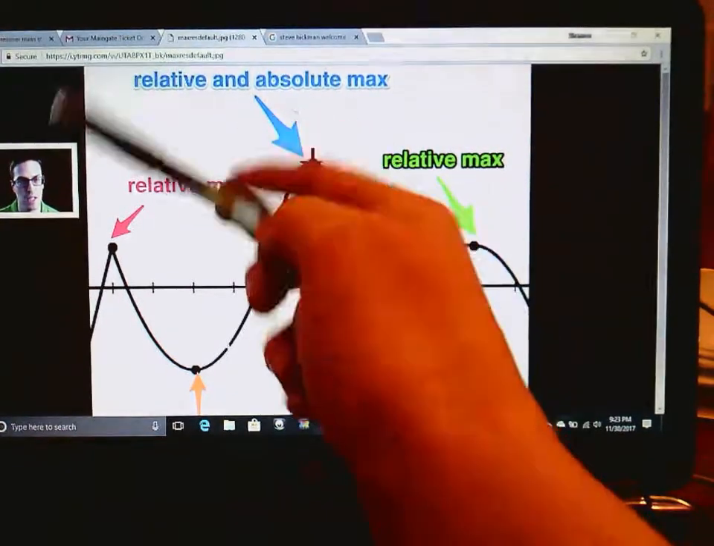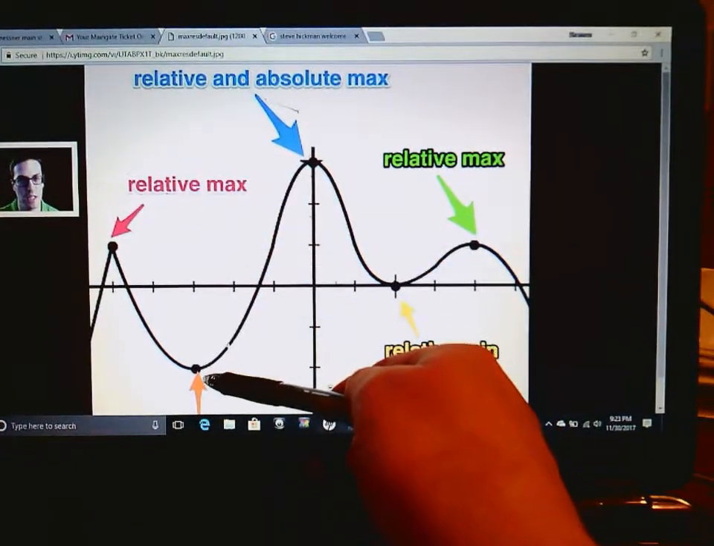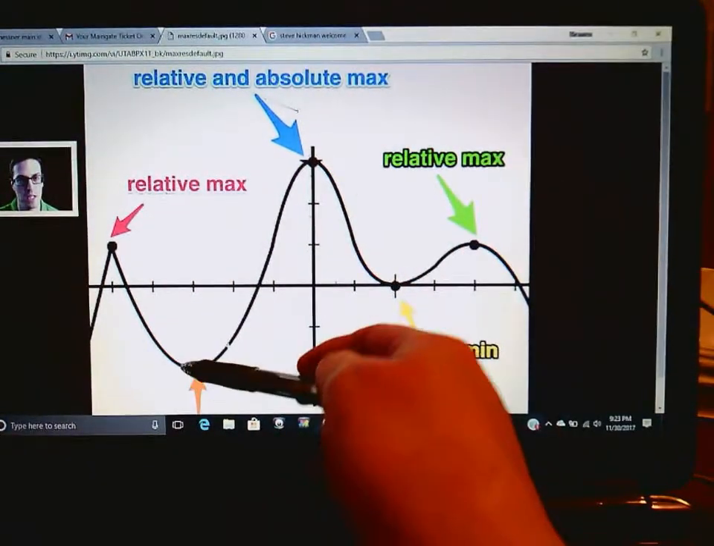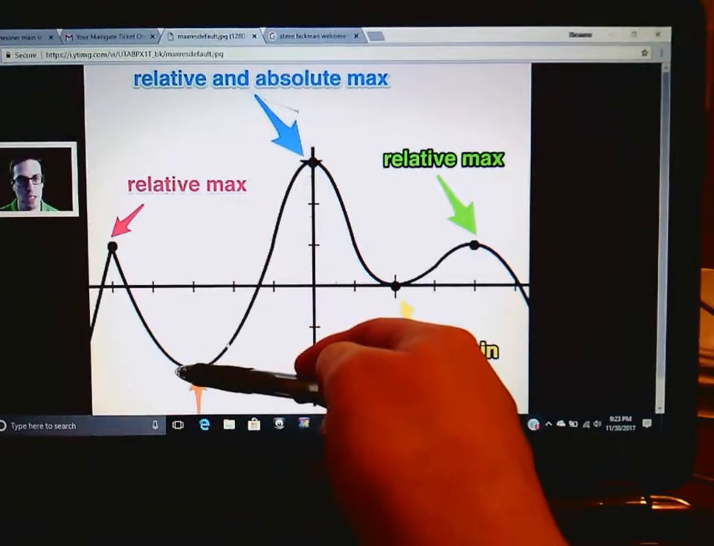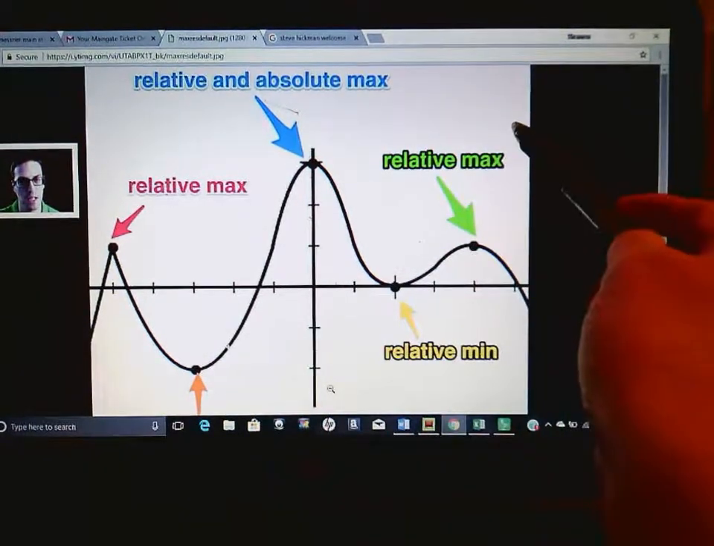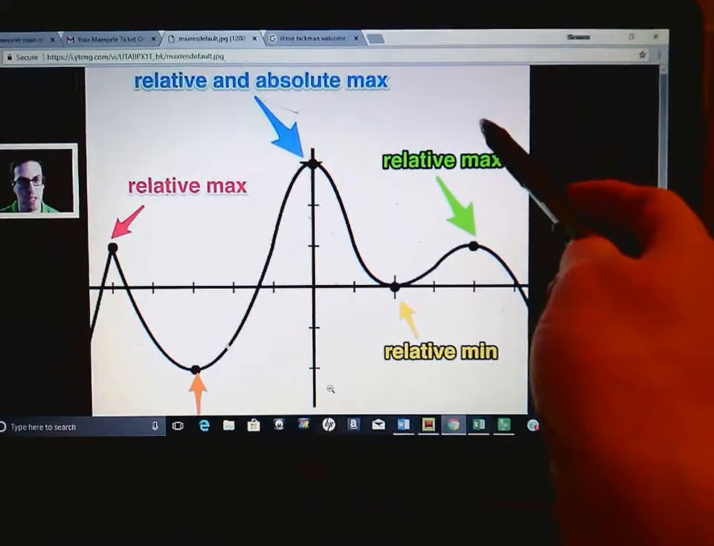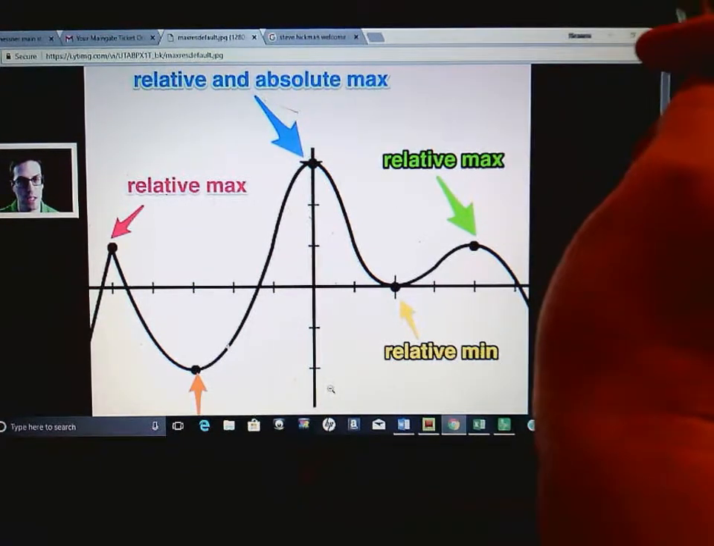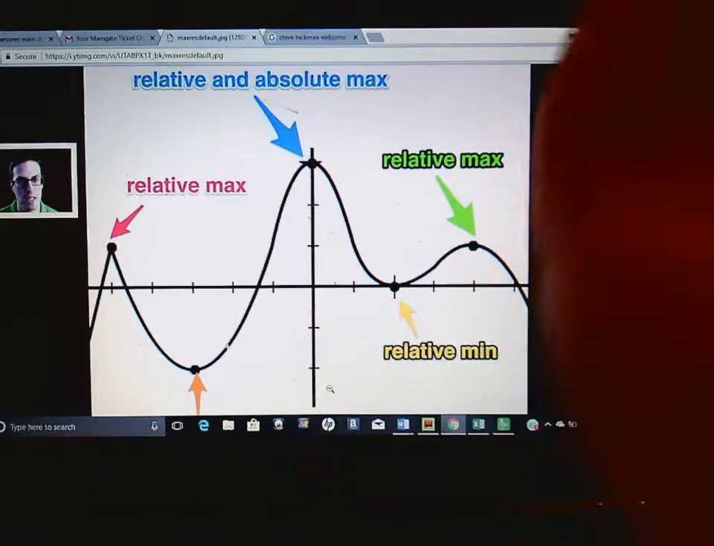The absolute max is the highest point. The absolute min is going to be the lowest point. That's how you find the absolute max and the absolute min. These could also be endpoints. So if this went up the whole way up here, you would have an absolute max up here. So we went over the absolute minimum.